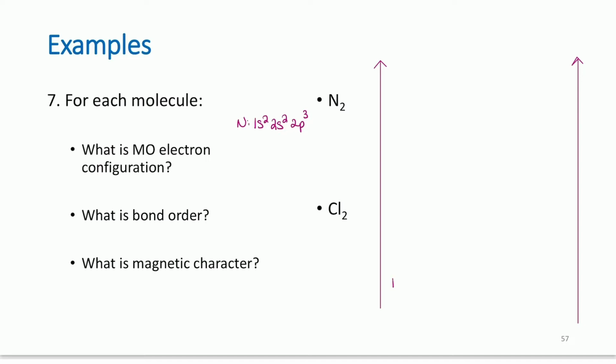So I've got the 1s with 2 electrons. 2s is higher in energy, so this is my energy scale increasing here. And 2p, and I have 3 2p electrons. I also have this for my second nitrogen. So I have 1s over here with 2 electrons, 2s with 2 electrons, and 2p with 3 electrons. Remember, parallel before paired, so we fill them up singly before we pair them up.